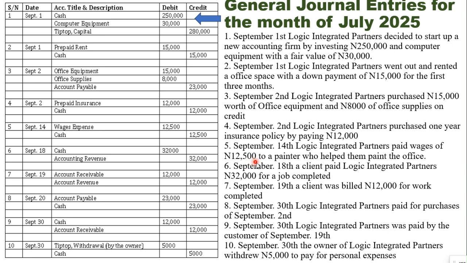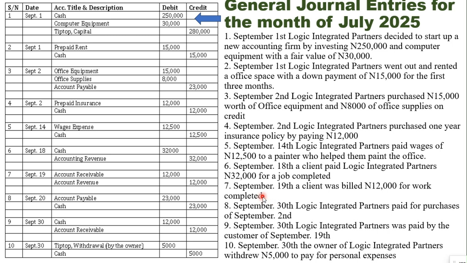So as the money enters into the company's account, the cash account is being debited because money entered into the account. Anytime money enters into your company's account, that account is debited. So 32,000 is debited in the cash account, and at the same time, the company revenue account is also being credited because it increases. Then number seven, September 19th, a client was billed 12,000 naira for job completed.